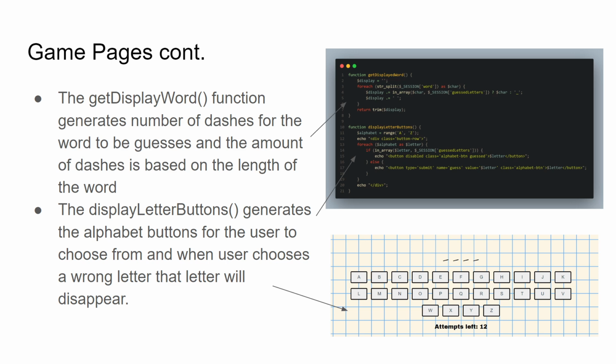Another function we use is a get display word function, which generates the number of dashes for the word to be guessed, and we do that through an array, where it'll get the length of the word and generate the dashes based on the characters. And we use a display letter buttons function that generates the alphabet buttons for the user to choose from. And when the user chooses a wrong letter, the letter will disappear.